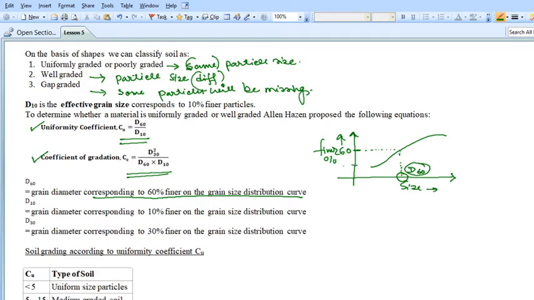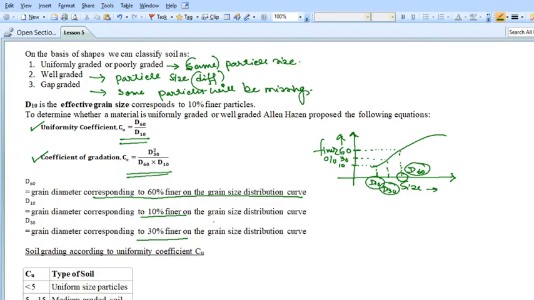Similarly, D10 will be somewhere like this. For 10% finer we will obtain a value. This will be D10, the diameter of the particle. Next, D30 will be somewhere like this. So D60 is this, D10 corresponds to 10% finer and D30 corresponds to 30% finer on the grain size distribution curve.